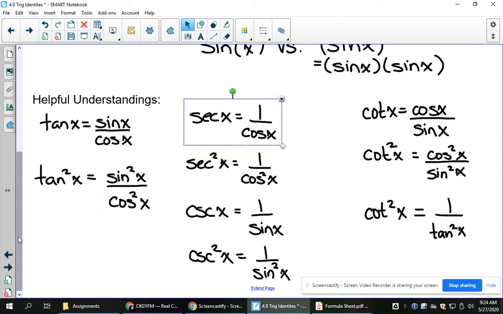Here's your secant ratio on the formula sheet. Here's the squared version. Same thing for cosecant. Cotangent has a couple different options. We can think of cotangent as cos over sine, or we can think of it as 1 over tan, both of which you can square and have those identities to work with as well.